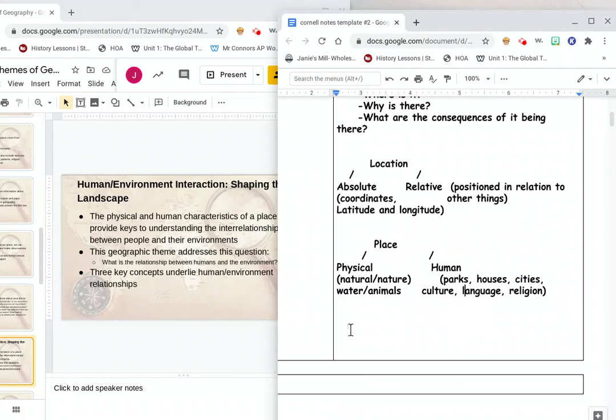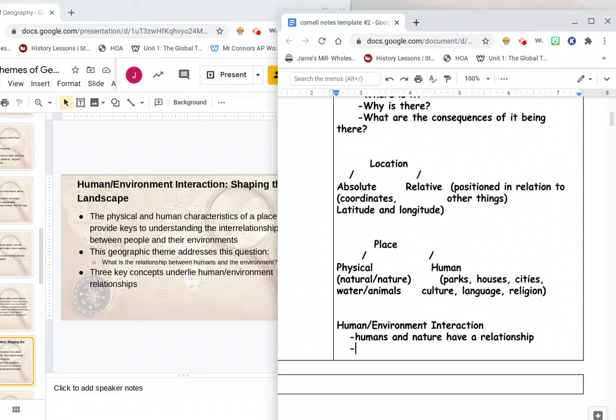The next one is going to be human and environment interaction. The key takeaway from this is that humans and nature interact. Well, that's pretty obvious, right? So we could just say that humans and nature have a relationship. At times it could be rocky. At times they can hurt each other. But we both adapt to each other.